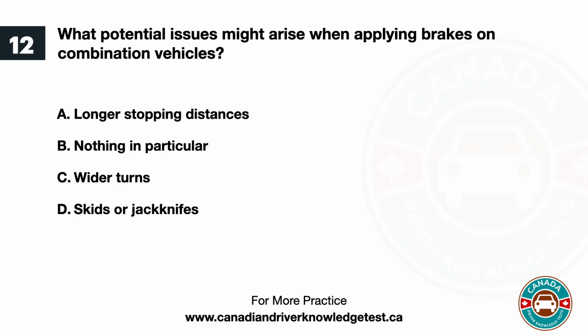Question 12. What potential issues might arise when applying brakes on combination vehicles? A. Longer stopping distances. B. Nothing in particular. C. Wider turns. D. Skids or jackknives. The answer is D. Skids or jackknives.